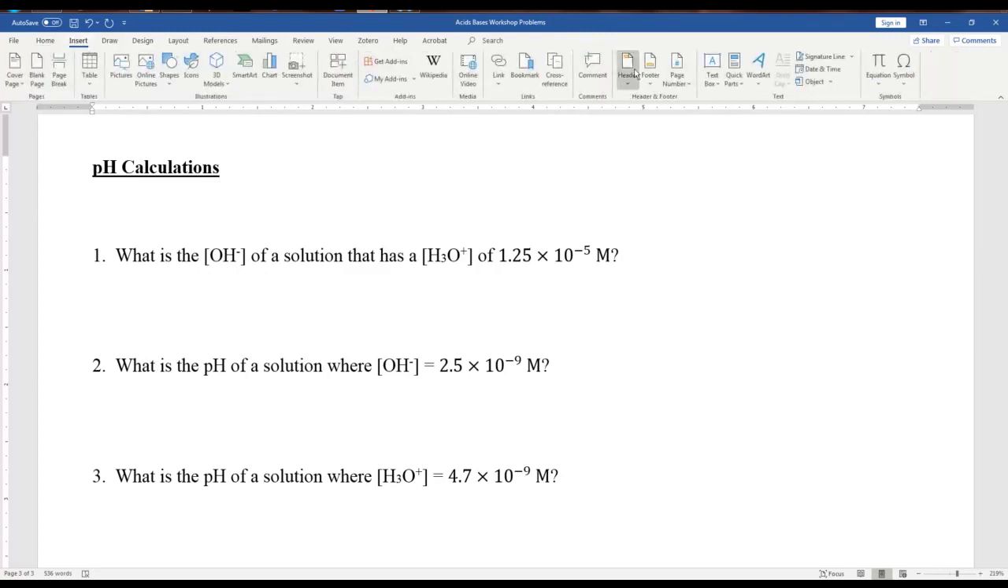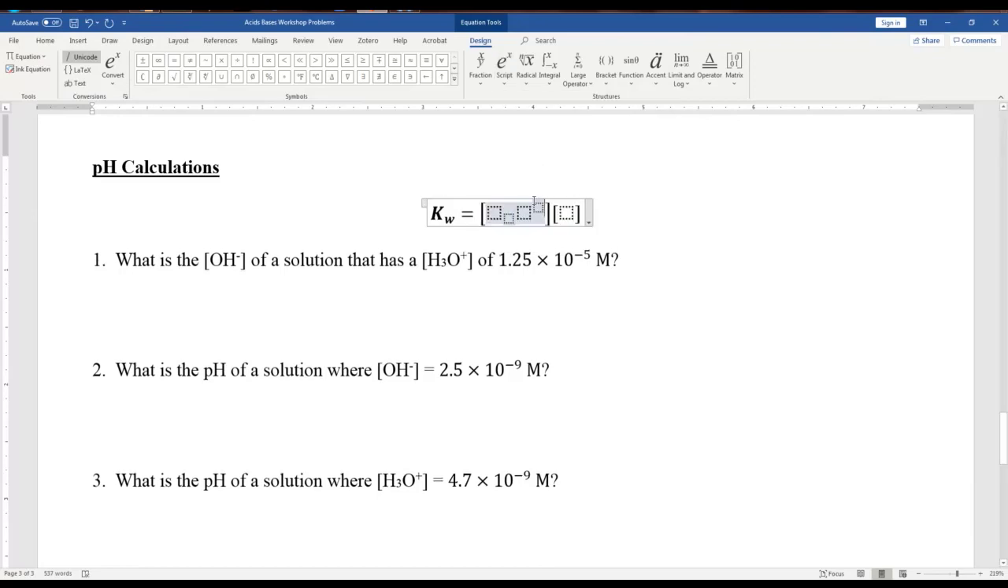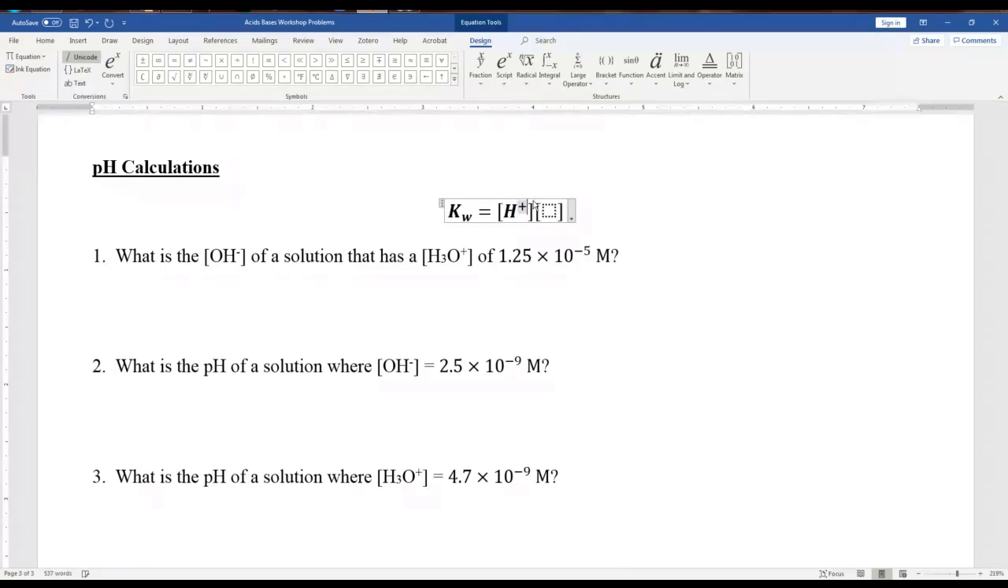So the first equation that's really central for you to know is the equilibrium of water equation, Kw. Kw is equal to the concentration of H plus times OH minus.